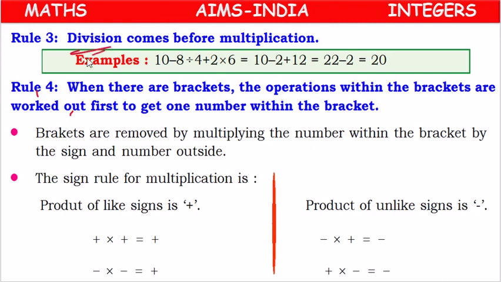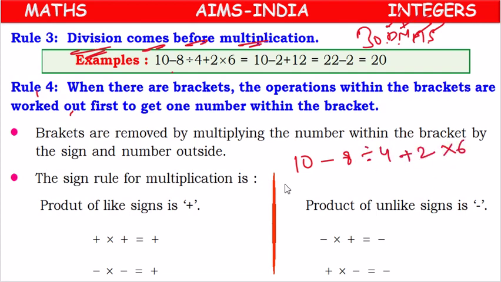Next, division comes before multiplication. So in the BODMAS rule, division will come before multiplication, before addition, before subtraction. Suppose you have a question like this: 10 minus 8 divided by 4 plus 2 into 6.